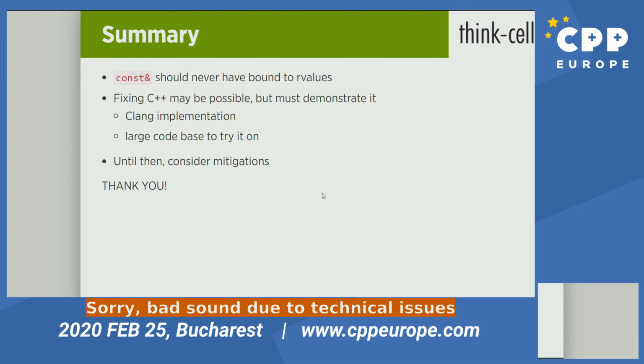All right, so that brings me to the end of the talk. Constref should never have bound to R values. And fixing C++ may be possible. I think it would be possible in my ideal world. I'm an experimental guy. I would like to do it, but we need a clean implementation. And there are tons of people out there who probably have huge objections to doing such a disastrous thing. And it's probably not going to happen. And until then, we have to get by with mitigations.